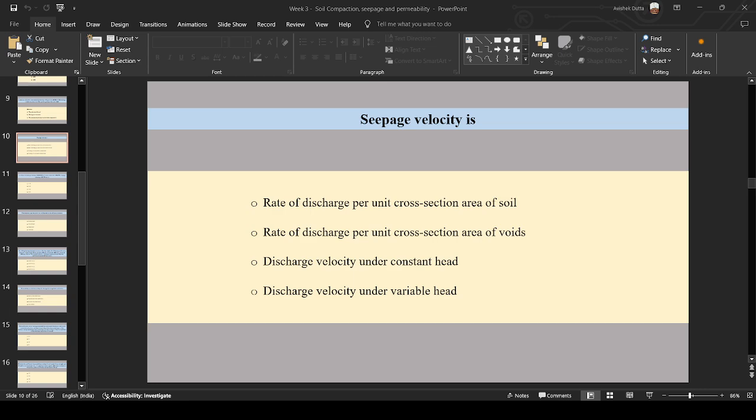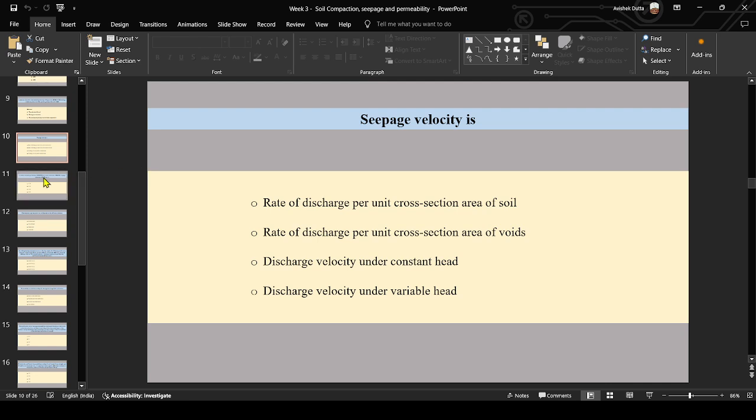I'll repeat the question. The definition of seepage velocity is rate of discharge per unit cross section area of soil, rate of discharge per unit cross section area of voids, discharge velocity under constant head, or discharge velocity under variable head. Next question.